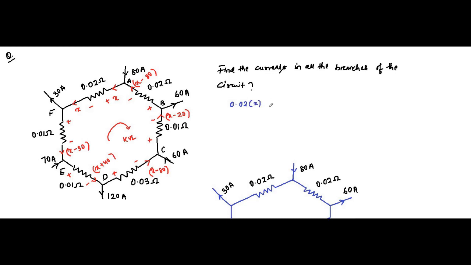0.02 multiplied with x plus 0.02 multiplied with x minus 80 plus 0.01 multiplied with x minus 20 plus 0.03 into x minus 80 plus 0.01 into x plus 40 plus 0.01 into x minus 30. This is the KVL equation.